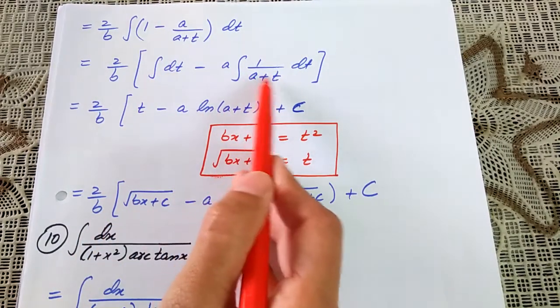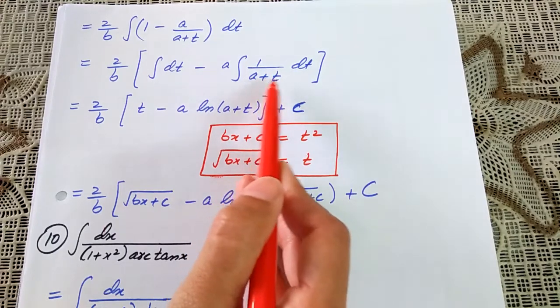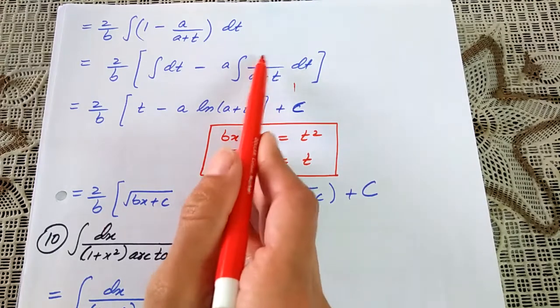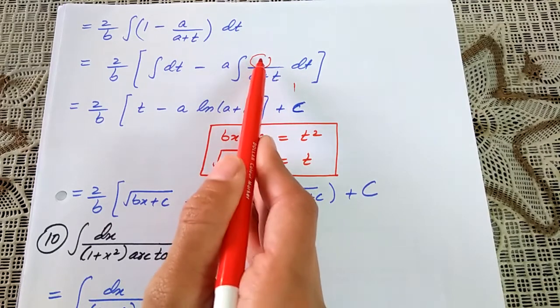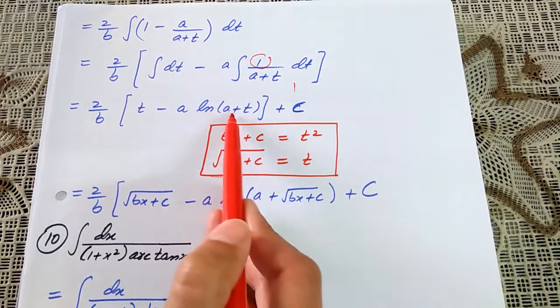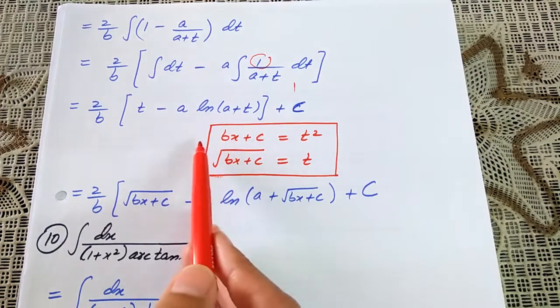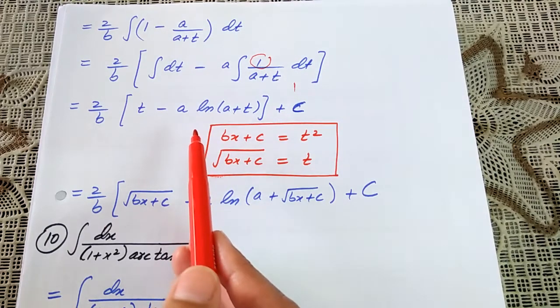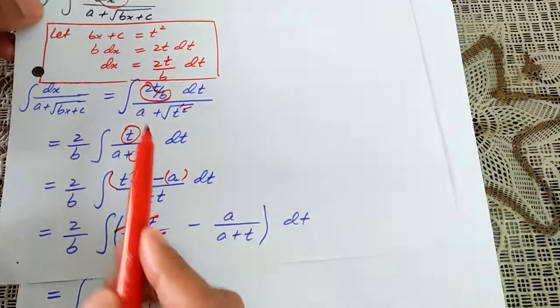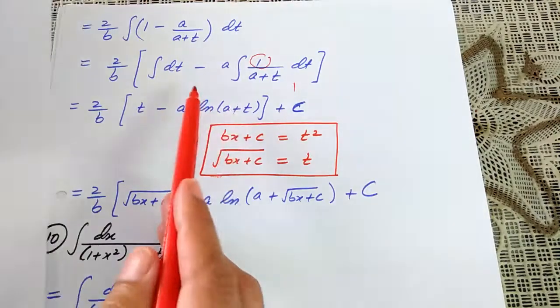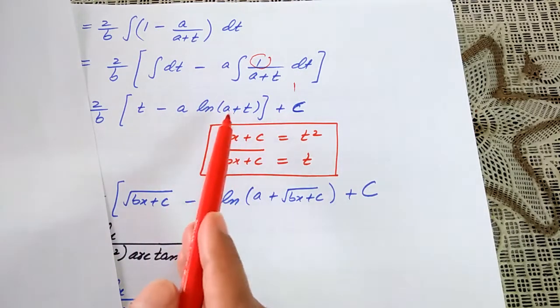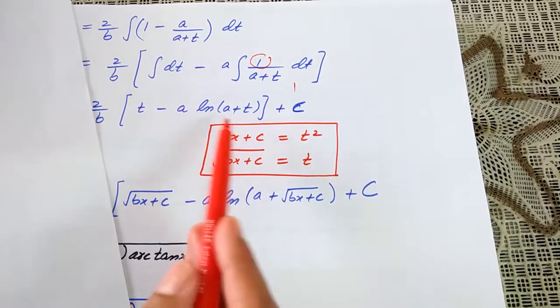Now a plus t: if I take the derivative of a plus t, I will get 1. And you see we have 1 in the numerator. So this can be written as ln of a plus t plus c. Now our starting function was in x, but we have our answer in t. So we need to replace this t in terms of x.